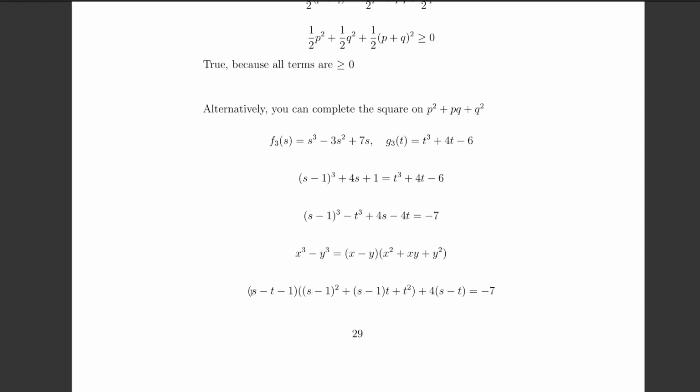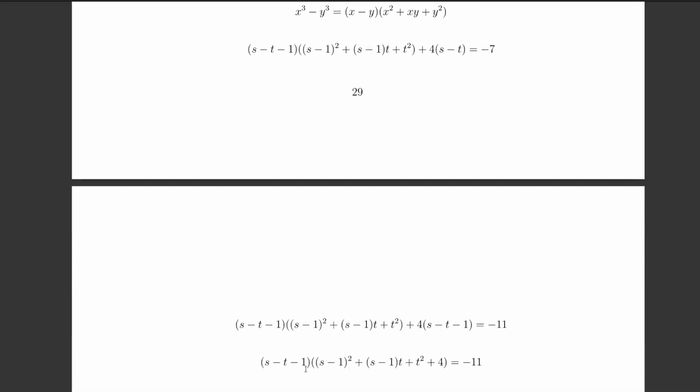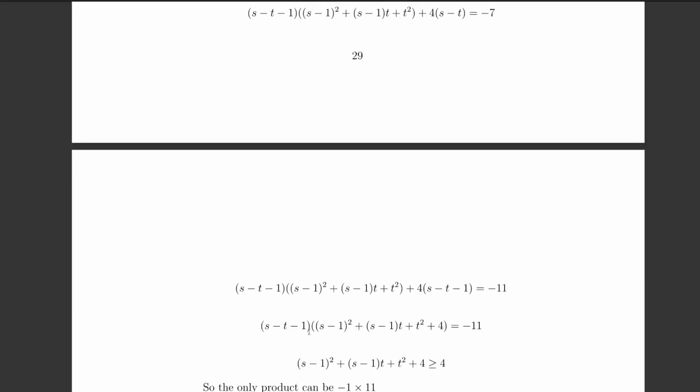So if we just, in this case, minus 4 on both sides, we can factorize this into 4 multiplied by (s minus t minus 1). And then factorize it even more. So you get this. And then you can factorize this term out to get this multiplied by that, which equals minus 11.